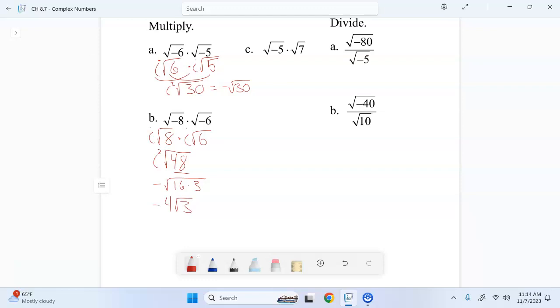Alright. C. Square root of negative 5 is i root 5. Times i root 7. Root 7 is real, so I don't have an imaginary unit. I root 5 times i root 7 gives me i root 35.